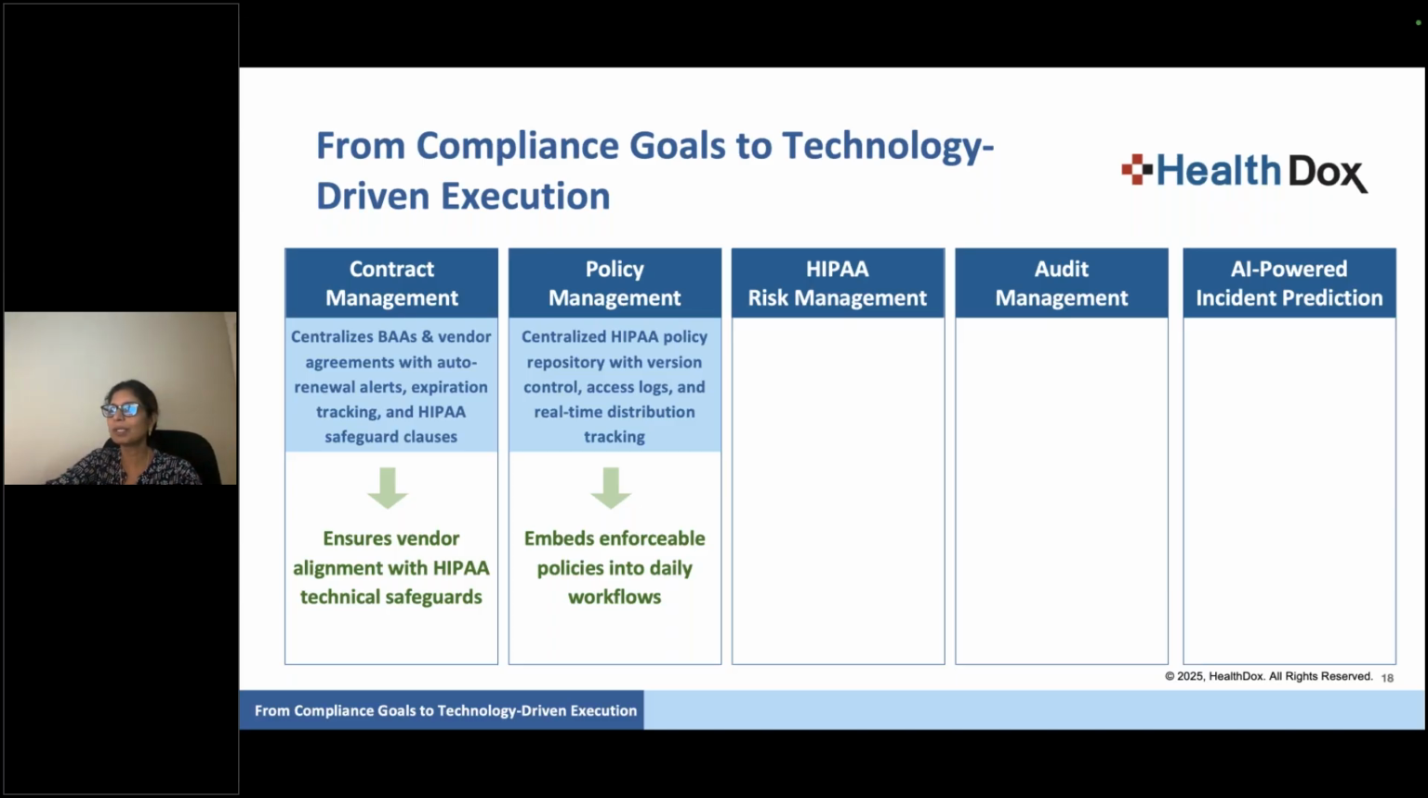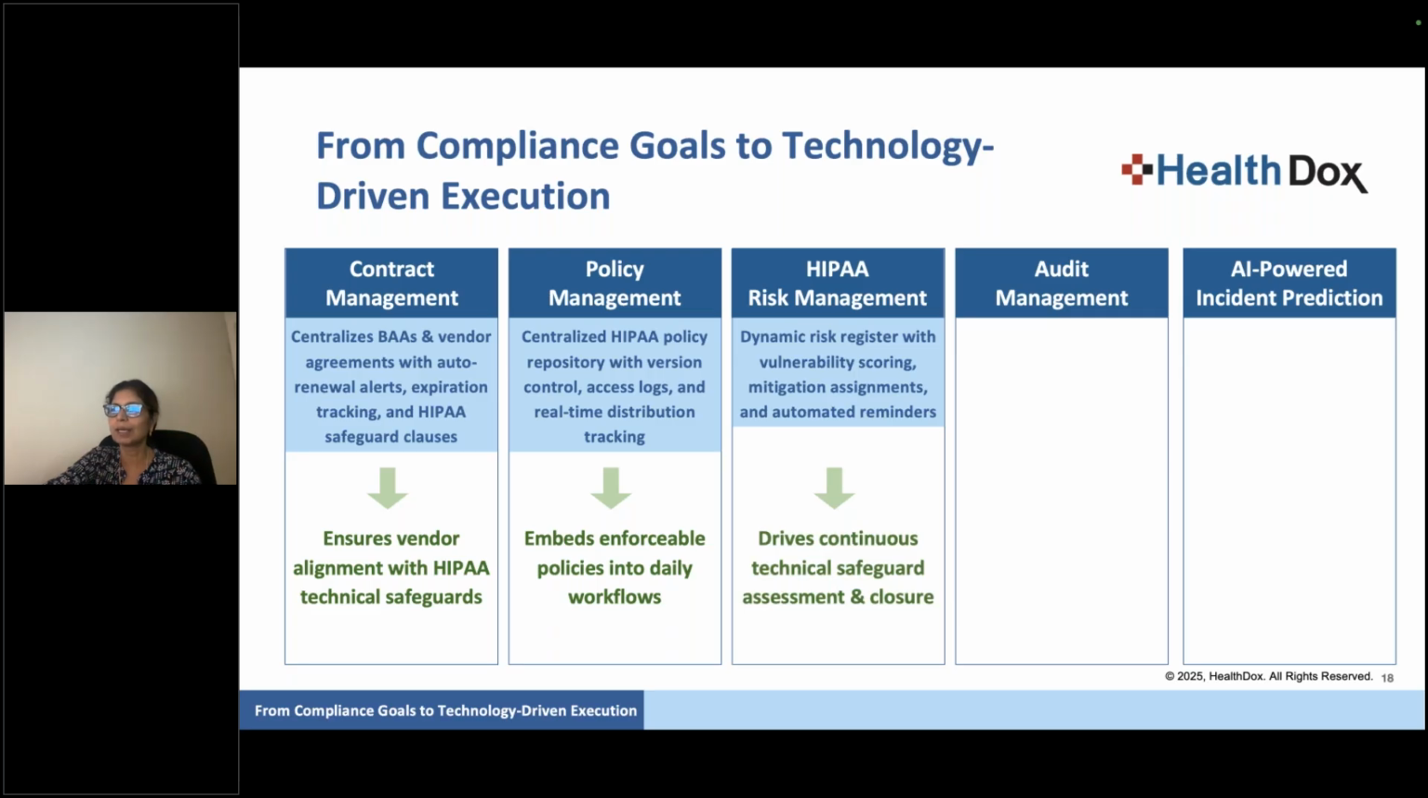So this ensures that the policies are embedded into the daily operations, and not just stored in a binder or PDF that nobody sees. So the next one is HIPAA risk management, right? HIPAA requires ongoing risk management, risk analysis, and not just an annual checklist. So our platform uses a dynamic risk register and vulnerability scoring and mitigation tracking. So this supports continuous assessment of technical safeguards and also closes gaps before OCR finds them.